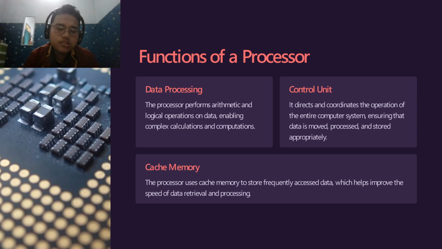The function number three is cache memory. The processor uses cache memory to store frequently accessed data, which helps improve the speed of data retrieval and processing. So it helps improve the speed of processing the data, to process and retrieve the data quickly.